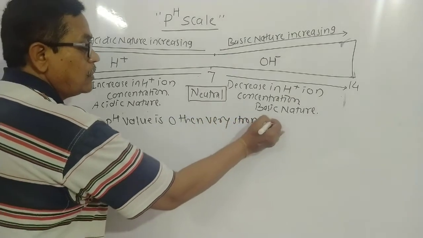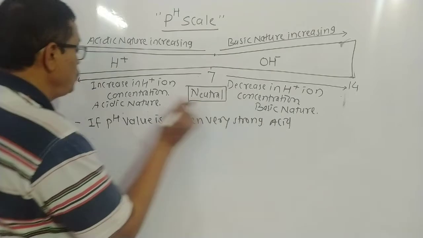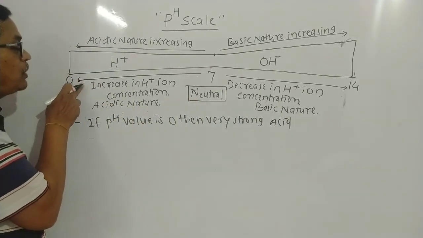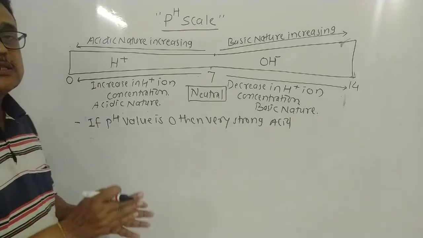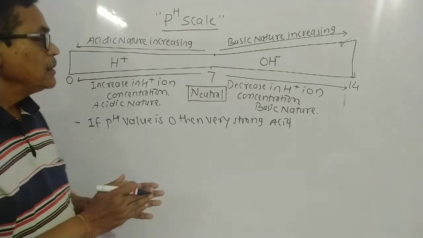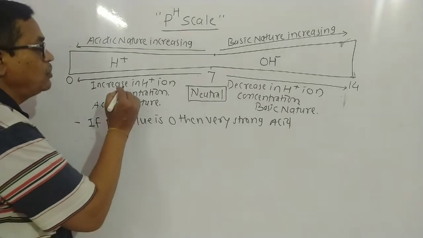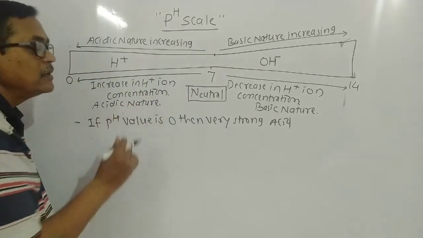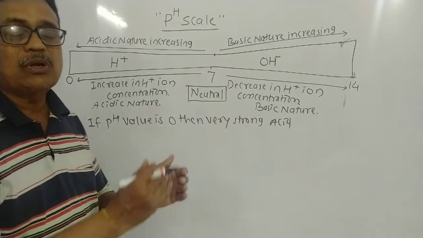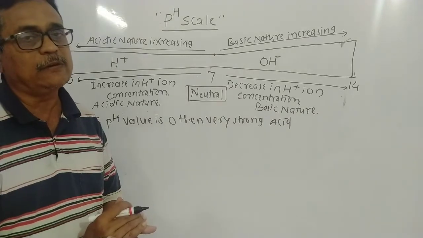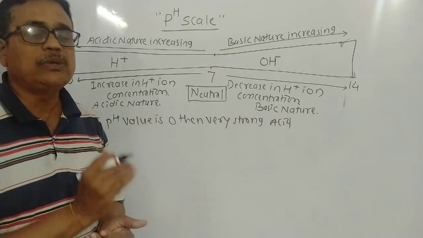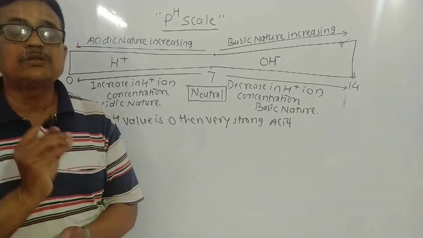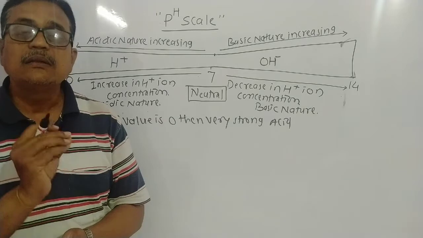For example, dear student, hydrochloric acid, sulfuric acid, nitric acid have pH 0, so they are strong acids. But citric acid, which is present in lime, and acetic acid have a higher pH, so they are weak acids. Means look here, if the pH value is 0, then the acid is said to be a very strong acid.